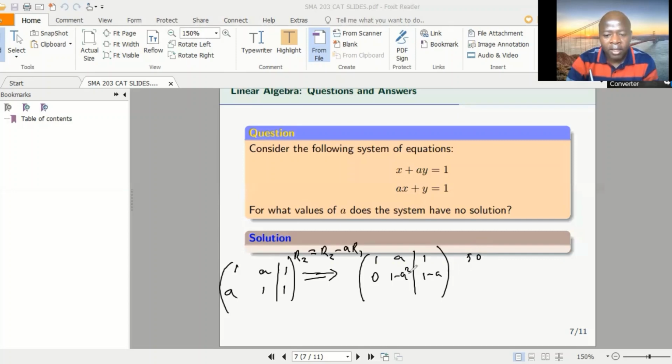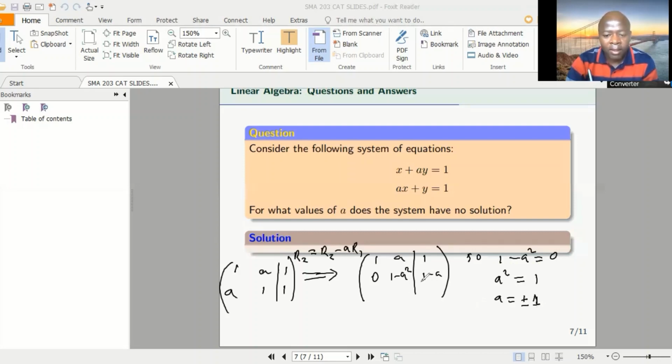the first part here should be 0. So 1 minus A squared should be 0. In other words, A squared should be 1, or A should be plus or minus 1. A should be plus or minus 1.